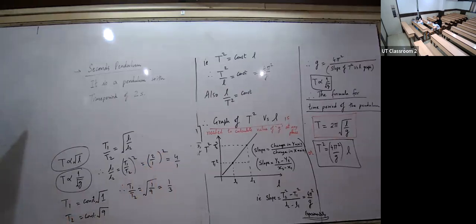So question 8. It takes 0.2 seconds for a pendulum to move from mean position to one end. What is the time period of the pendulum? So how will you do it? Look. What is one oscillation? One oscillation is going to one end, then from this end to the other end, then coming back to the mean position.